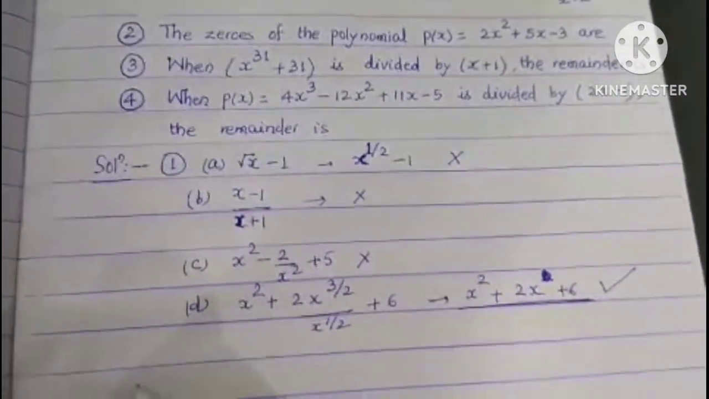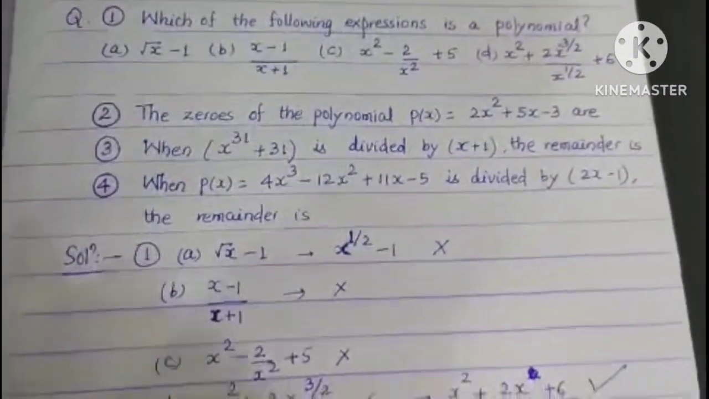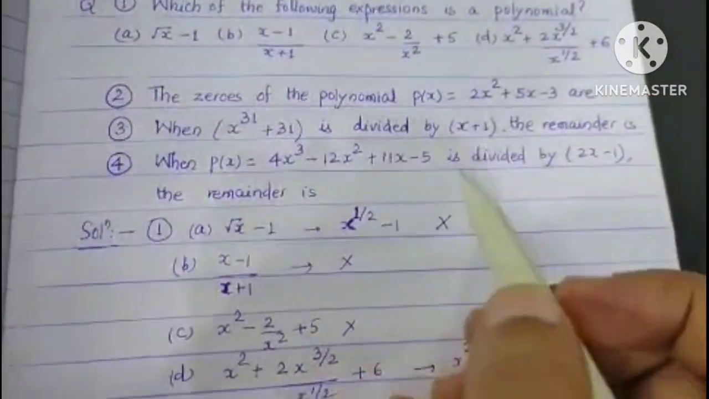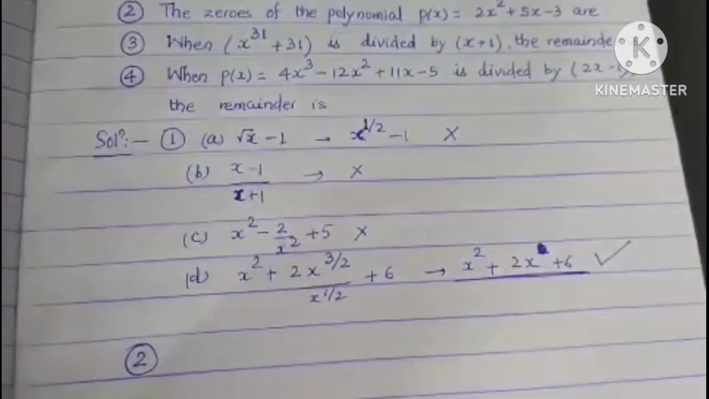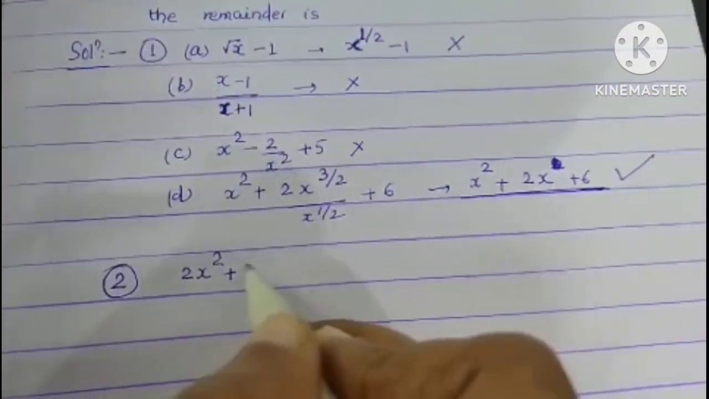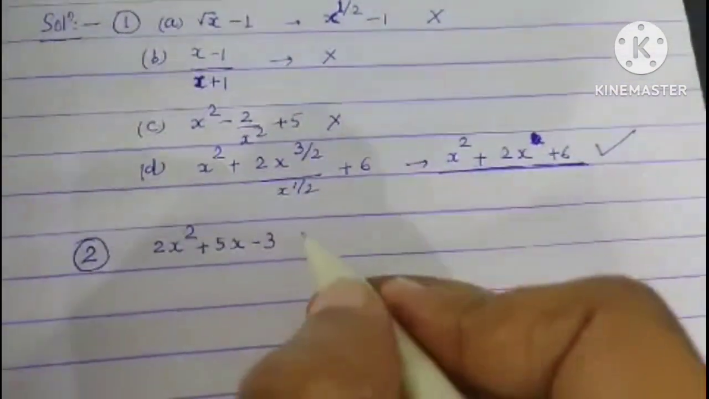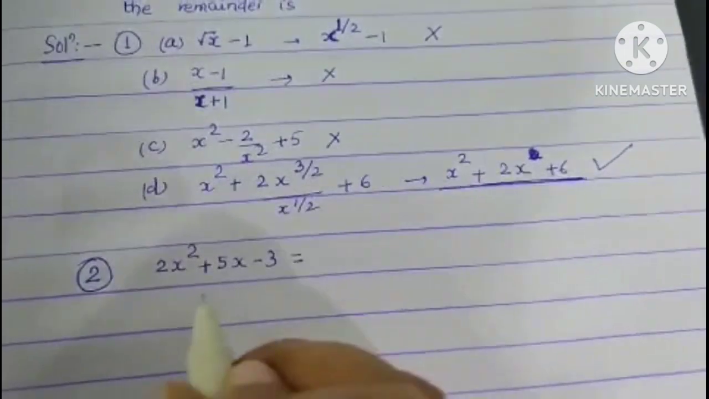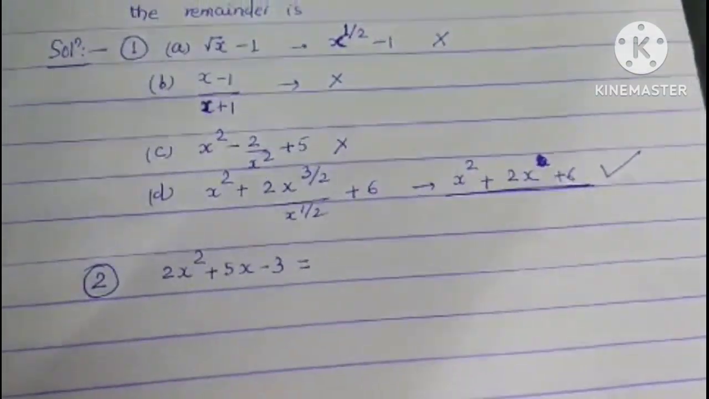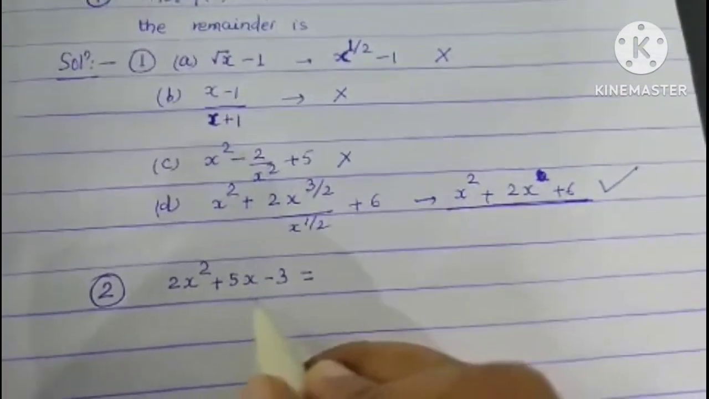Okay, now let us move to question number 2. The zeros of the polynomial, the expression is 2x square plus 5x minus 3. We have to find out its zeros. So let us make it 2x square plus 5x minus 3 and factorize it.